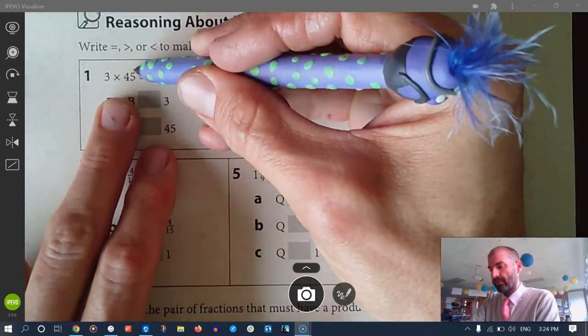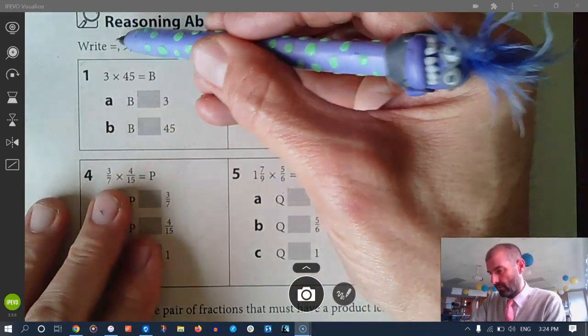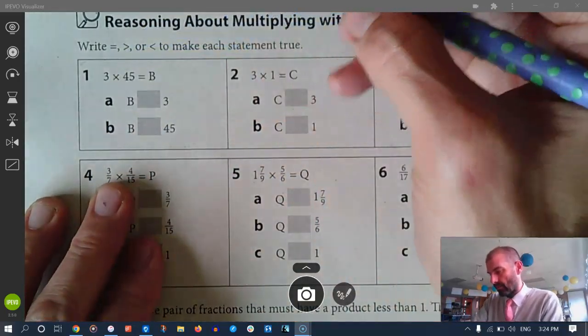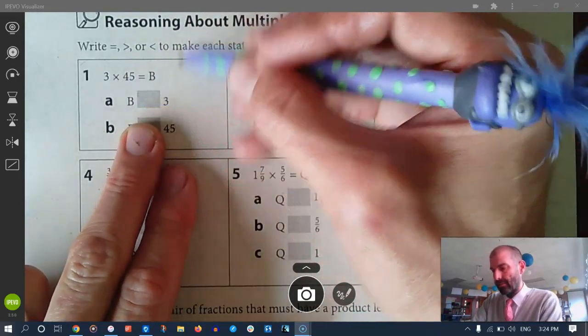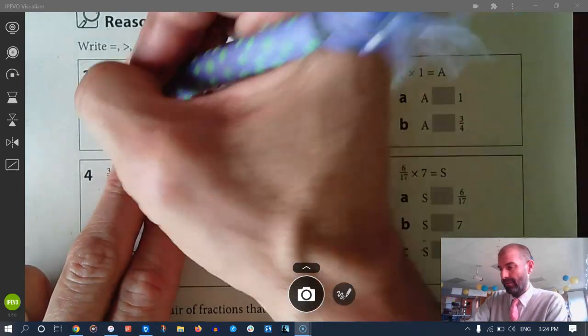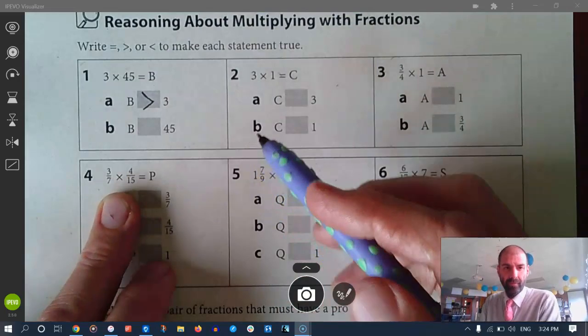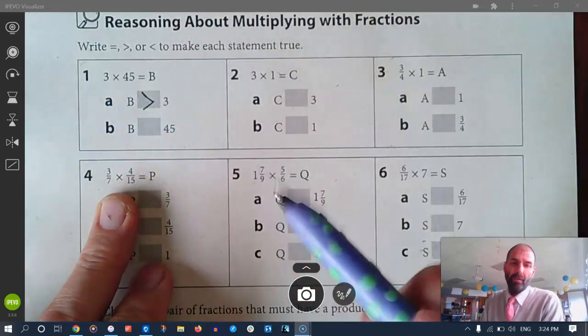So 3 times 45 equals B. So I have to write equals, greater than, or less than to make each statement true. So B, is that going to be equal to 3, greater than 3, or less than 3? B is going to be way bigger than 3, right? Because I'm multiplying by 45. So 45 times 3 is going to be way bigger than 3.